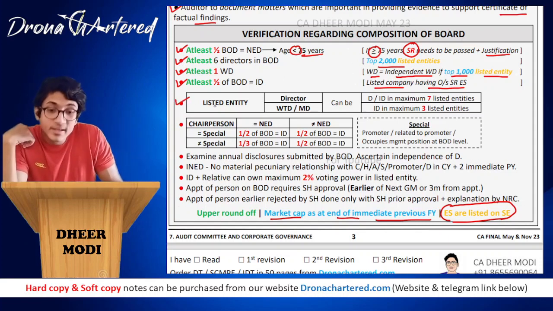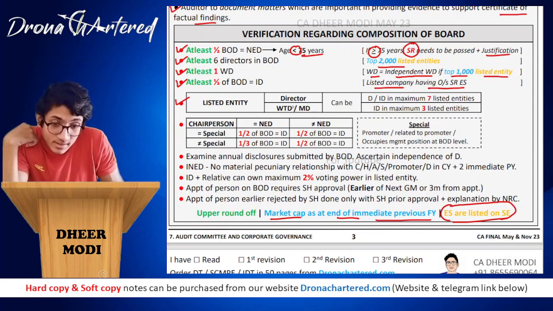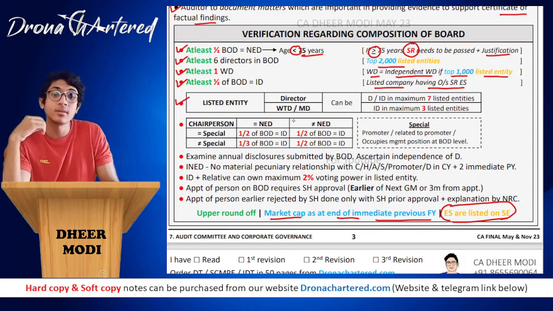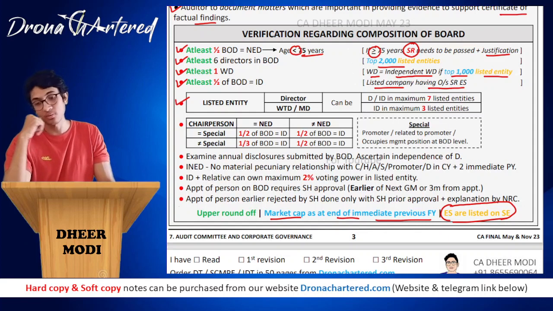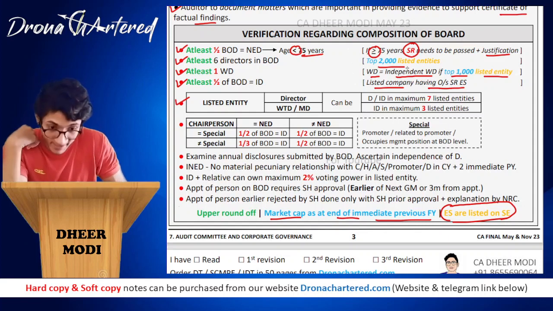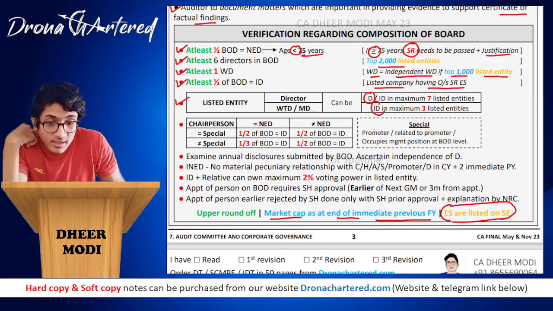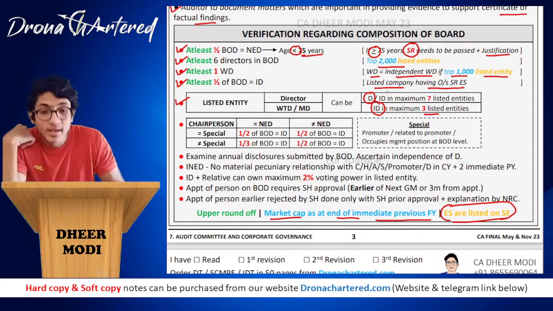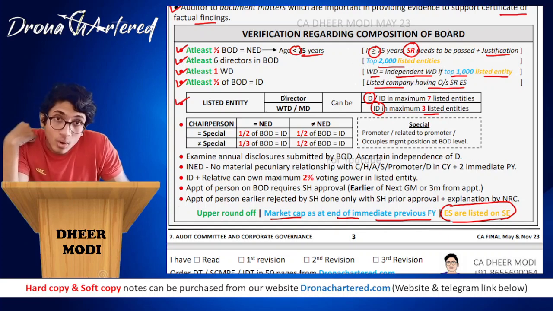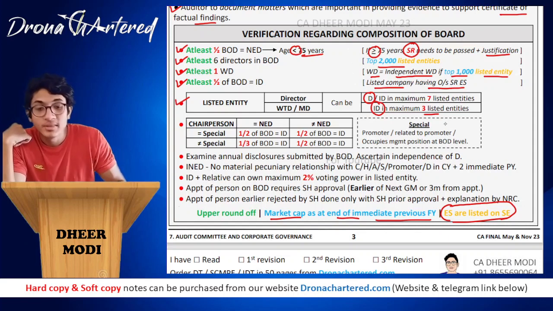Next is your listed entity director or WTD MTD, that is your whole time director or your managing director. So a director of a listed entity can be director or independent director in max 7 listed entities. For the whole-time director or your managing director, they can be independent director in maximum 3 listed entities.